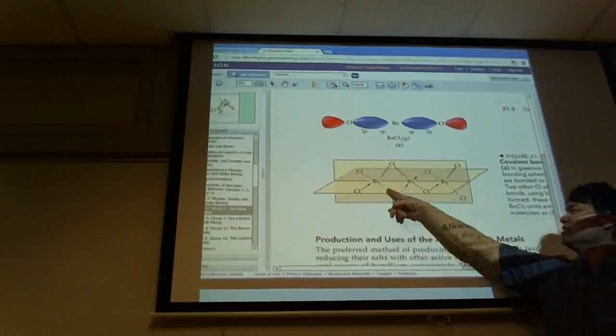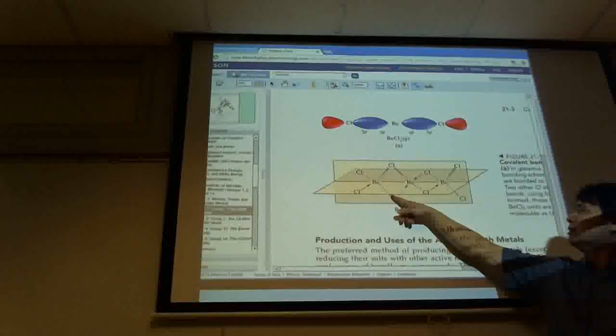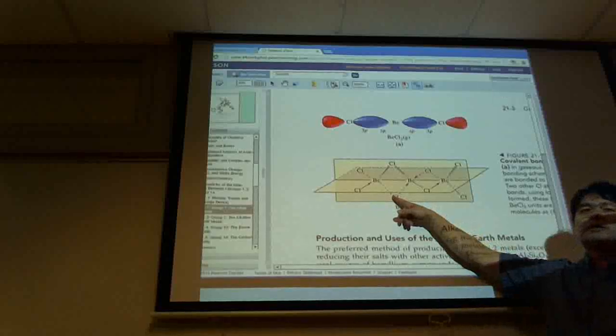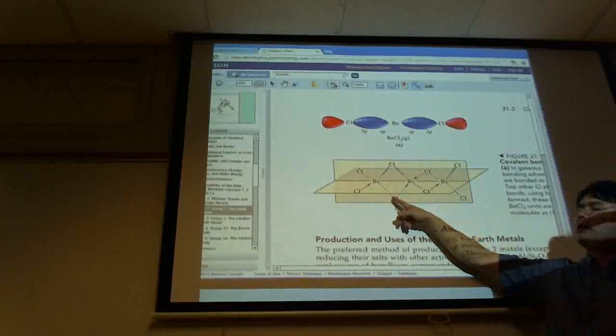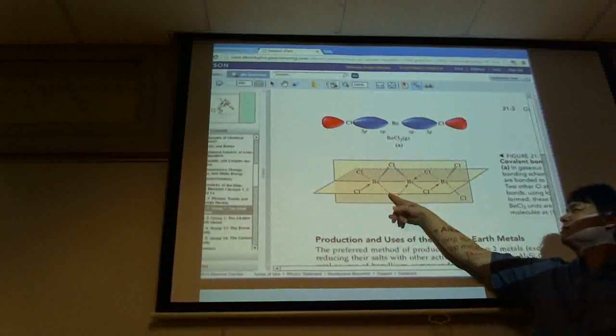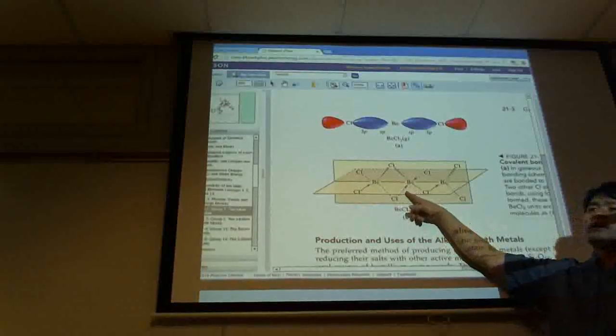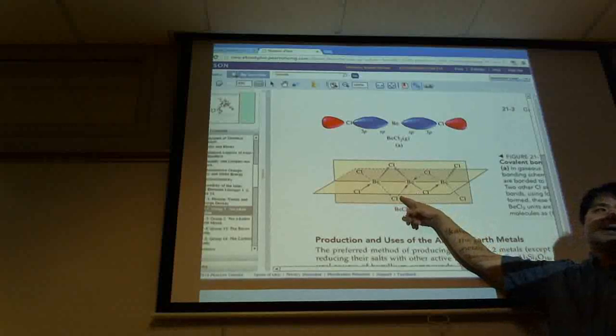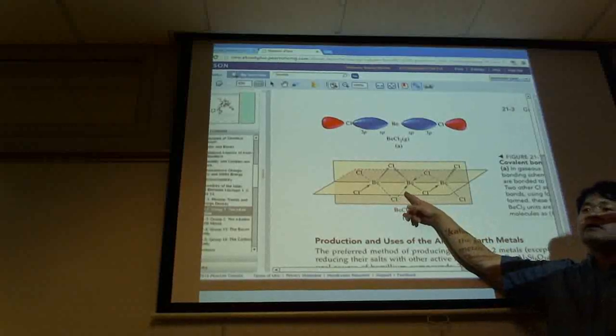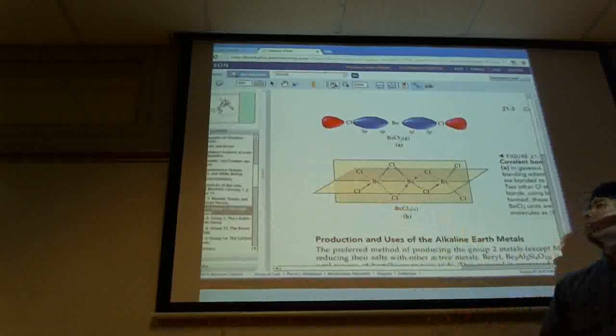But here, do you see this? It's very strange, the bonding here. One of these bonds is your normal bond. The other bond is a Lewis base, Lewis acid type bond. Both electrons are being donated by chlorine to beryllium.